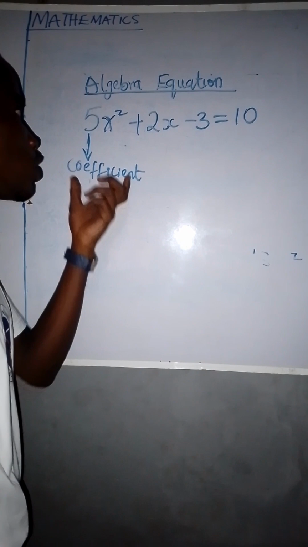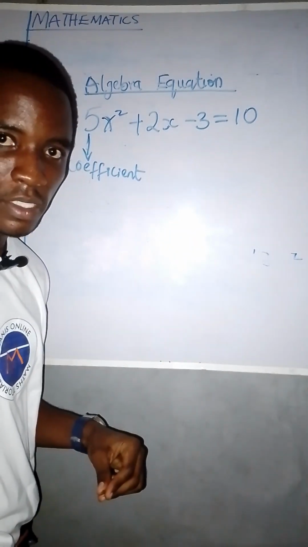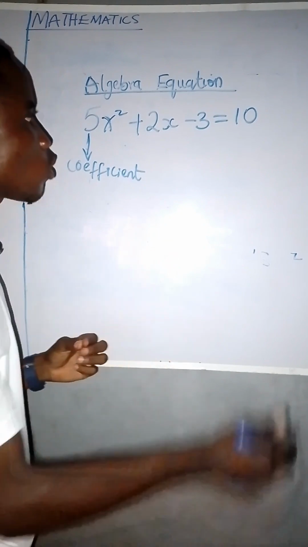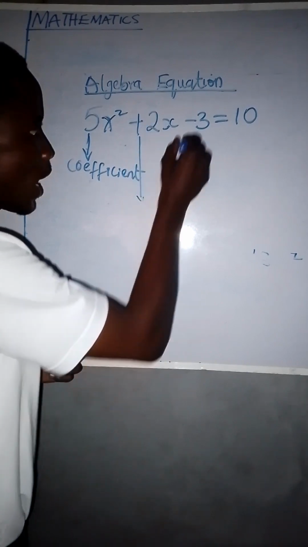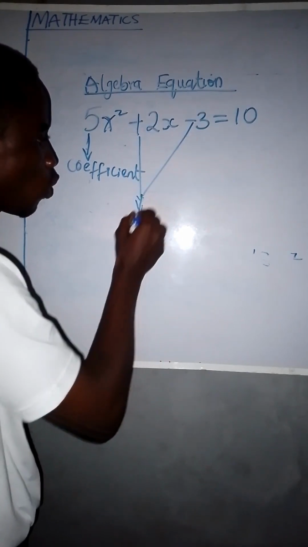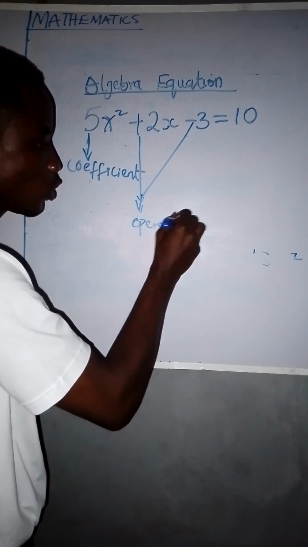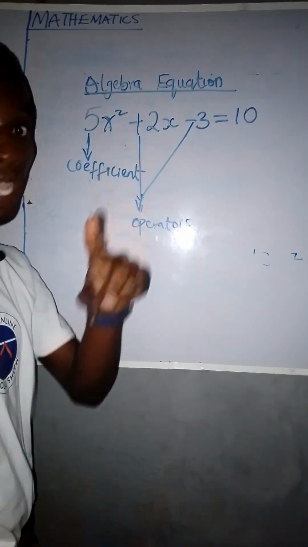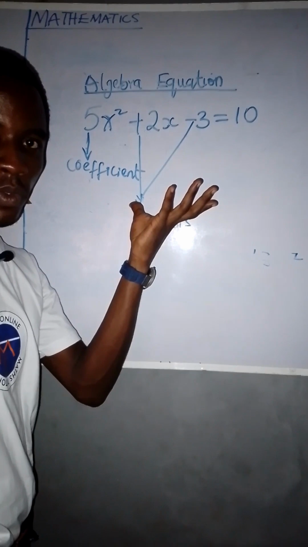Why is it the coefficient? It's the coefficient because it is attached to a variable x, which is the letter there. We also have this plus here, which is an operation. This plus and this minus are both operations. We'll call them the operators. Why are they the operators? Because they are both signs present in this algebraic equation.